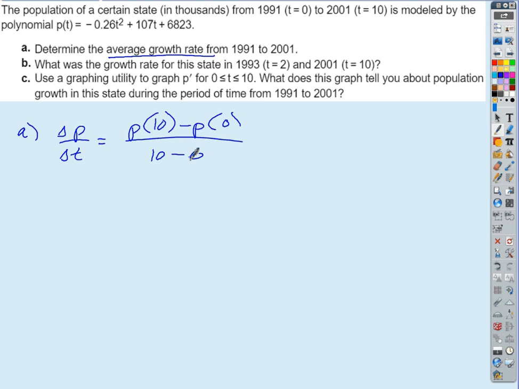So I'll just evaluate, I've got to probably put that in a calculator or something. Do that in Desmos maybe. Okay? Does that make sense?